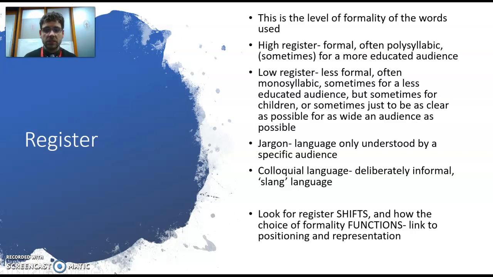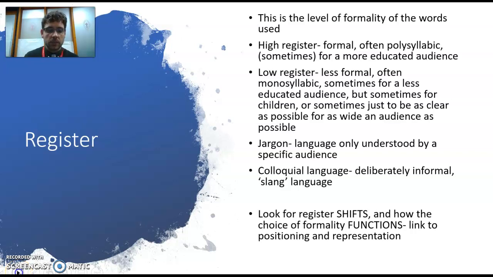The key things you want to look for: you don't want to just say this text is high register or low register and stop there. You want to look for shifts, so at the moments where it's more formal, less formal. Why? And look at how the formality functions. So how does that formality position the reader, or position the speaker or writer, and how does it help represent themselves or the topic? If you can link it to something contextual and link it to other linguistic features, you can probably say something.